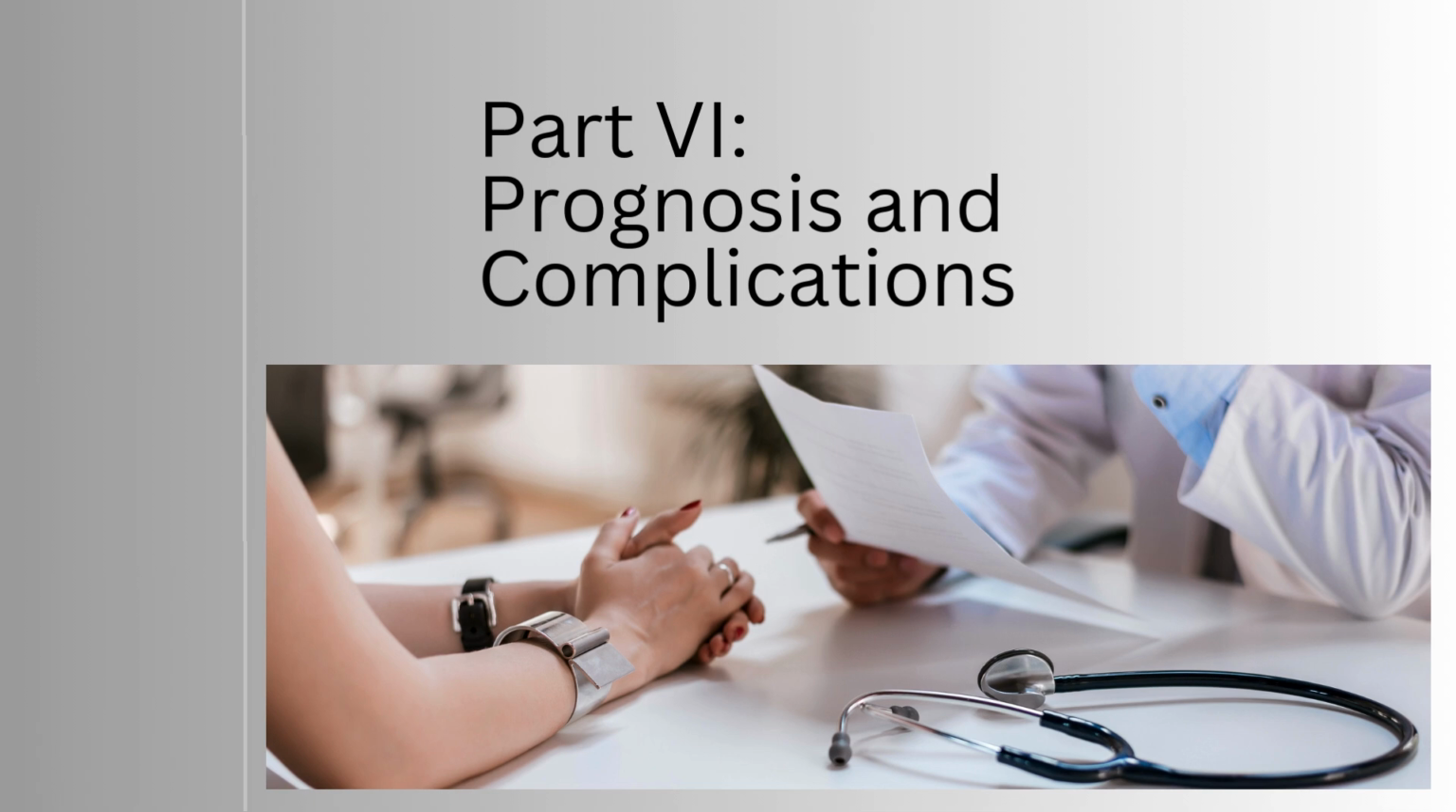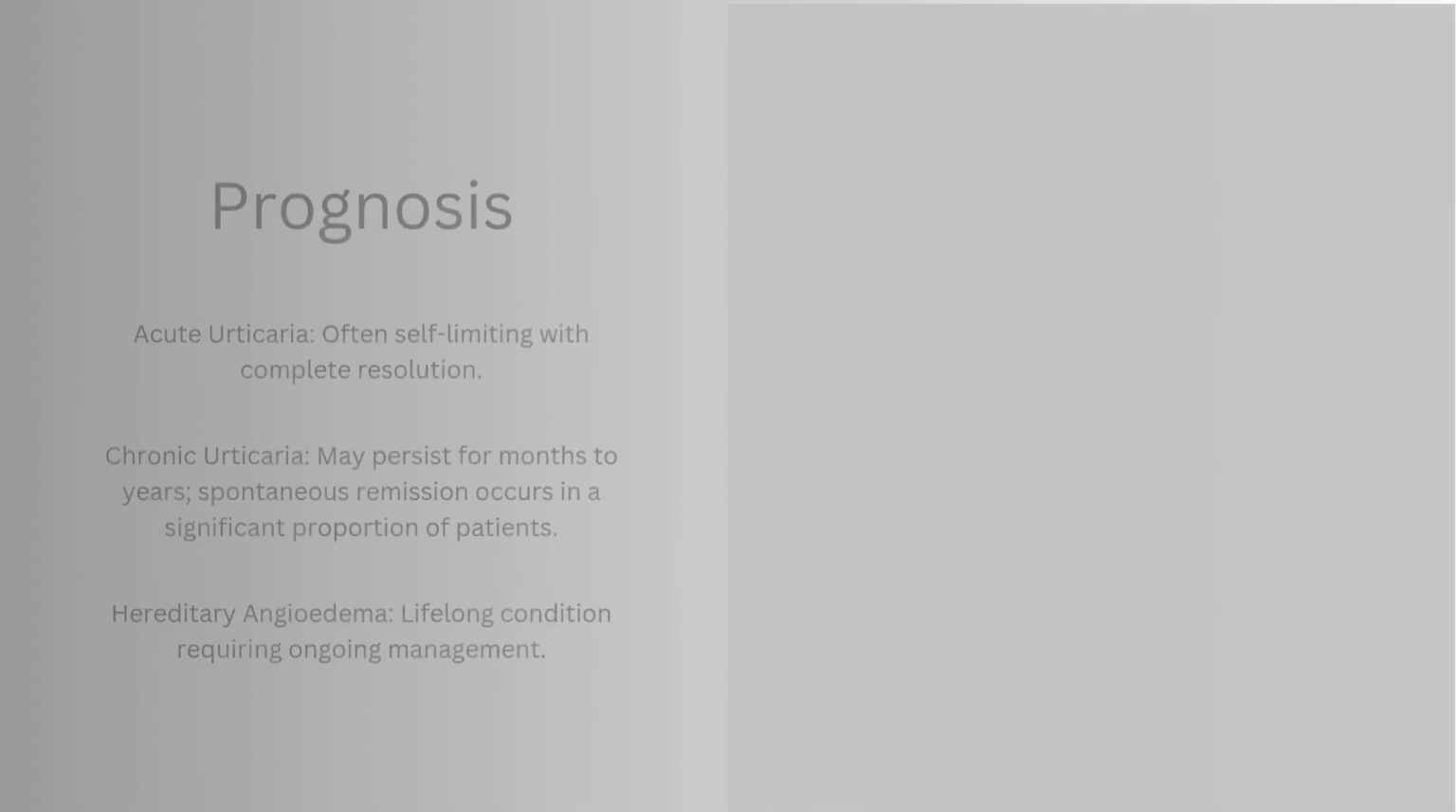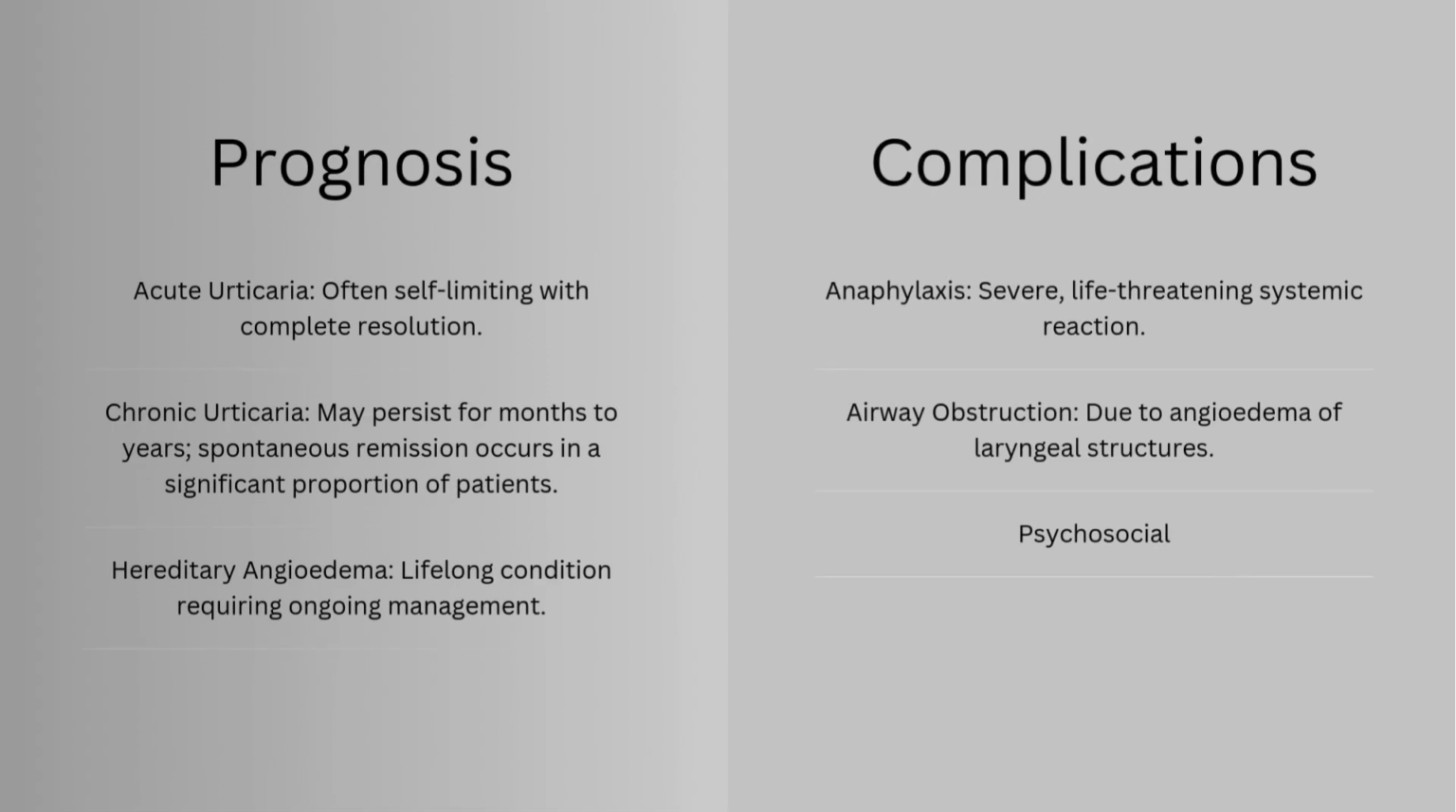Let's now discuss the prognosis and potential complications of urticaria and angioedema, shedding light on the long-term journey of these conditions. Prognosis: for most patients with acute urticaria, the outlook is positive. These episodes are often self-limiting, resolving completely without long-term consequences. However, the story changes with chronic urticaria. This condition can persist for months or even years, challenging both patients and clinicians.